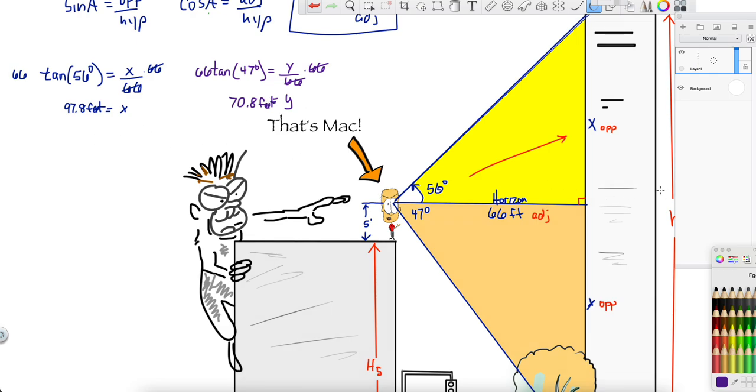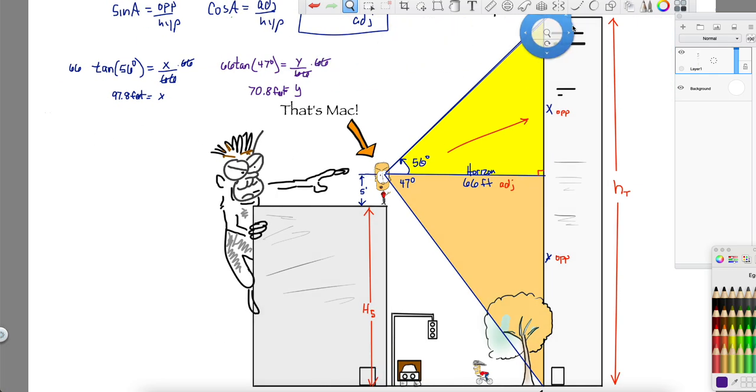Okay, so the height of the large triangle, or the height of the tall building is going to be x plus y. Goodness, I can't write. Been a long day. So the height is going to be 97.8 plus 70.8.